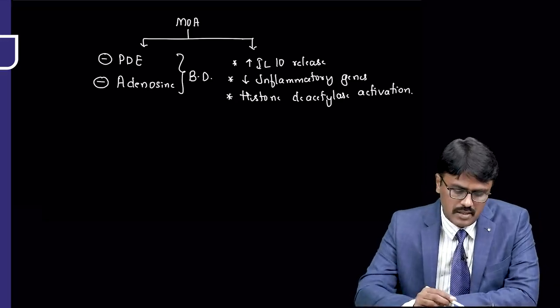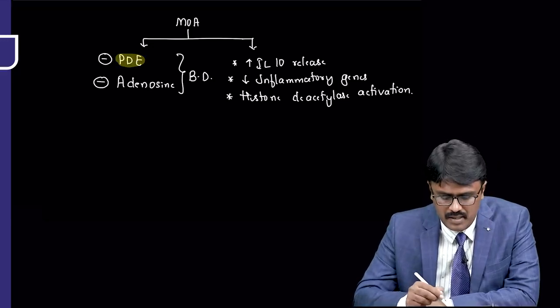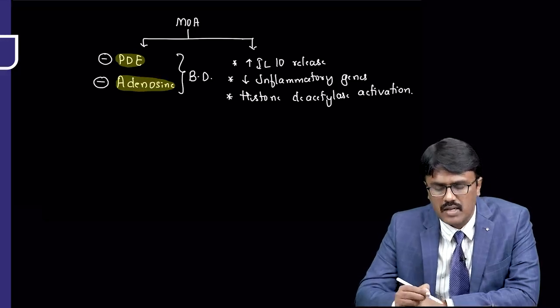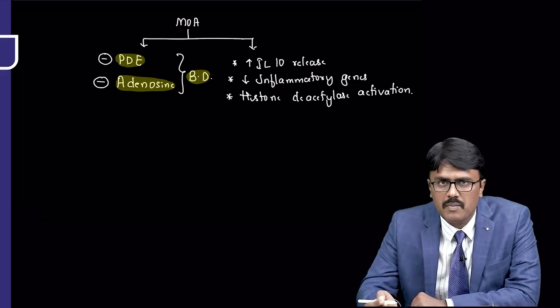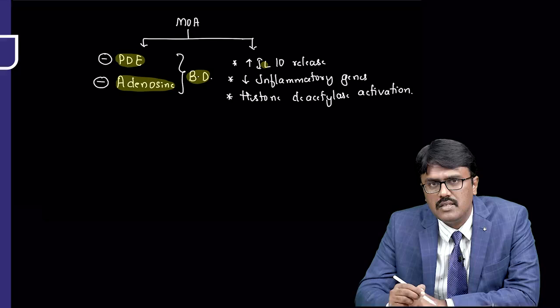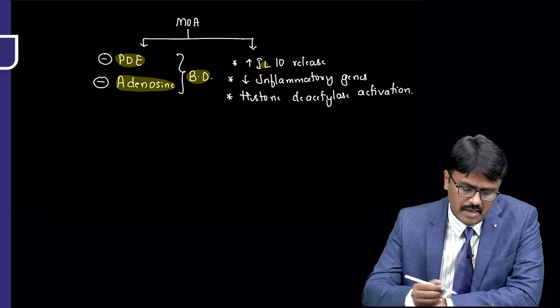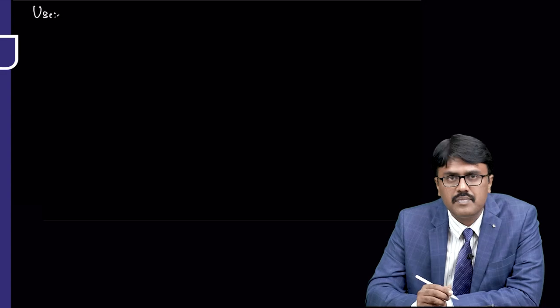So major action is by inhibiting phosphodiesterase, they increase cyclic AMP. Adenosine is a bronchoconstrictor. They block adenosine receptor and cause bronchodilation. So they also have anti-inflammatory property. They increase interleukin 10. They decrease the inflammatory genes which are expressed in asthma, and also they cause histone deacetylase activation. So once we understood the mechanism, where do we use these methylxanthines?